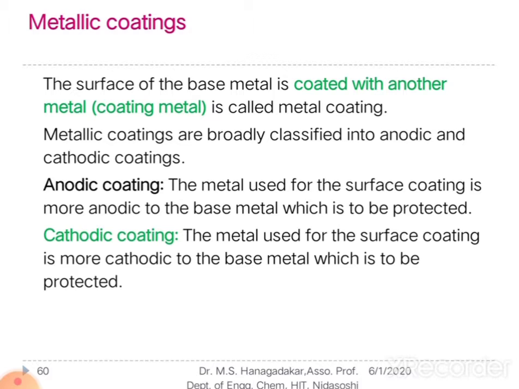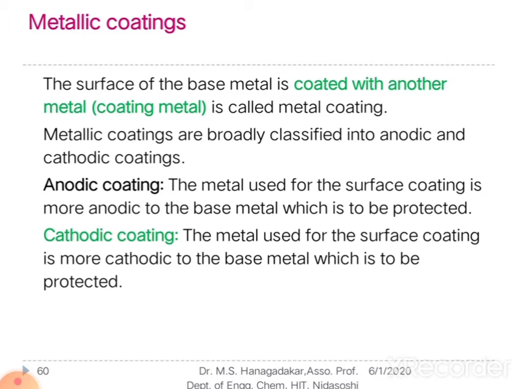Metallic coatings can be applied on the base metal by the hot dipping process. When the surface of a base metal is coated with another metal, it is simply known as metallic coating. Metallic coatings are broadly classified into anodic coatings and cathodic coatings.